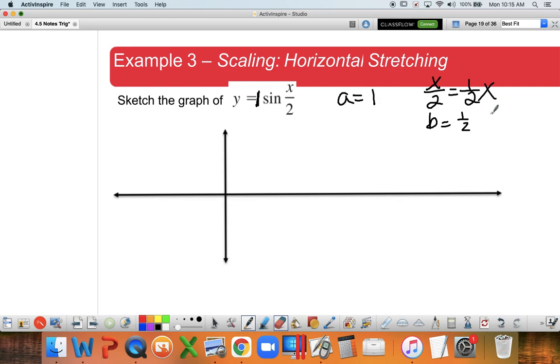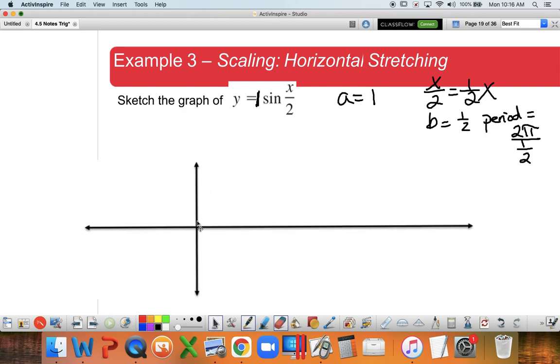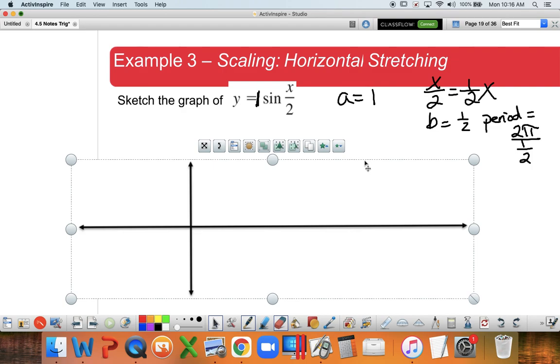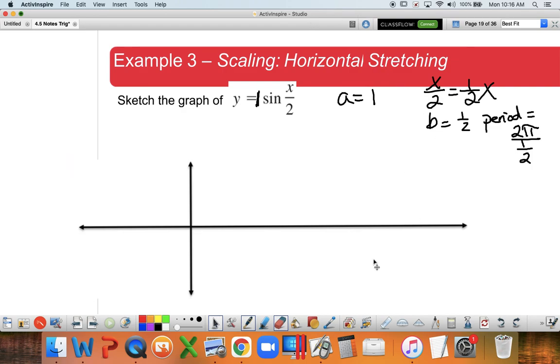So if I want to figure out my period value, I do 2 pi divided by b. And remember, dividing by 1/2 is the same thing as multiplying by 2. Yes, I'm sure I could hear you saying that. So my period value, the time it's going to take to complete one full sine period, is 4 pi. So now this time I definitely have to go all the way out to 4 pi. So we've got pi over 2.